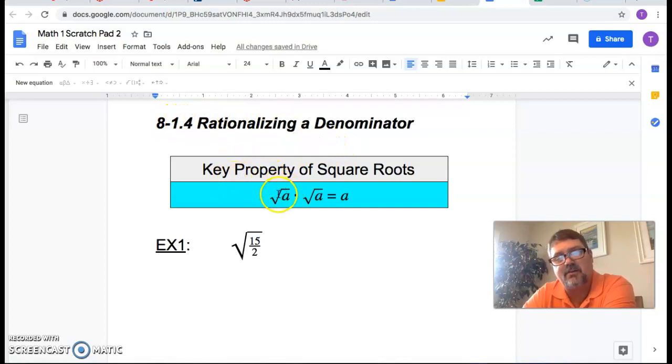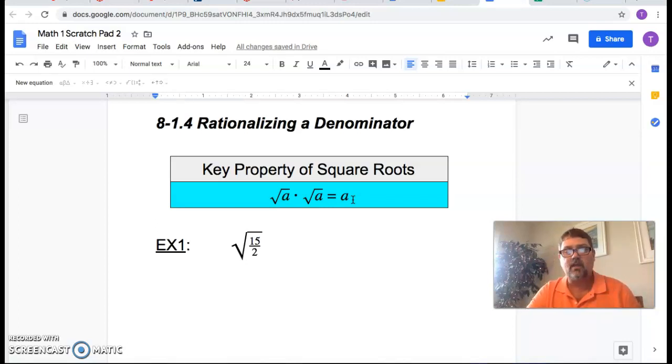And first of all, the key property we're going to need is this. Now, if you can imagine a was 2, the square root of 2 times the square root of 2 is, by the other property, the square root of 2 squared, which would be 2. Basically this is saying if you take a radical and multiply it by another radical just like it, you get what's inside, the radicand. Now we're going to use that to our advantage here to simplify and get rid of these radical denominators.